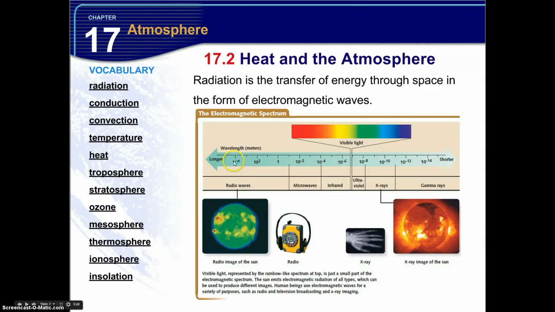The forms of radiation include radio waves, which are the longest wavelengths, followed by microwaves, infrared, visible light, ultraviolet light, X-rays, and gamma rays. This is what we call the electromagnetic spectrum. We use electromagnetic waves for many things. A couple of those would include radio, television, X-rays, and images in space.